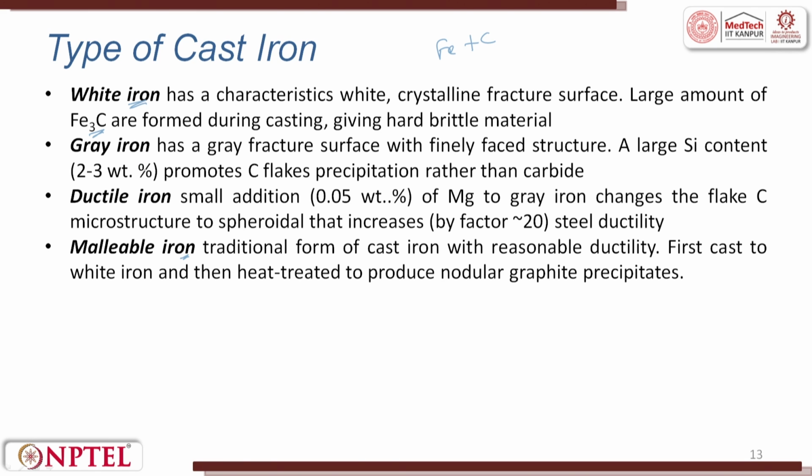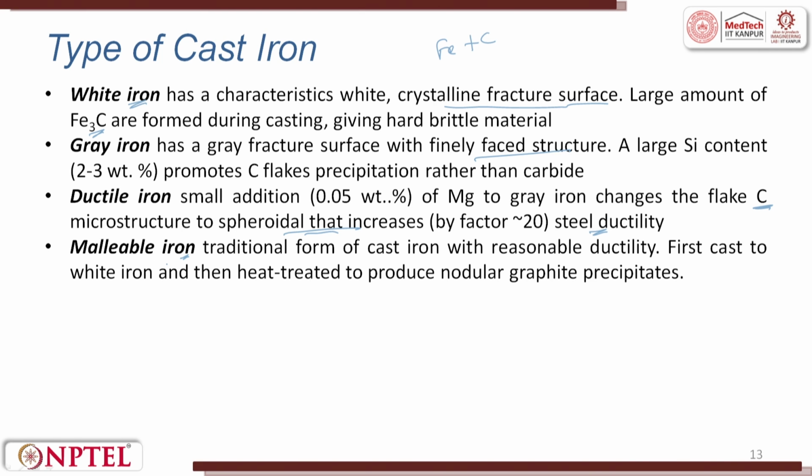Gray cast iron has a gray fractured surface. When you fracture white iron, it looks white. When you fracture this, it looks gray. Fracture is break, right, with a fine-faced structure. A large silicon content, 2 to 3 weight percent, promotes C flake precipitation rather than carbide. Ductile iron: a small amount, 0.05 weight percentage, of magnesium added to gray cast iron changes the flake C microstructure to spheroidal, that increases the ductility. So, now you are trying to play with the structure. This improves the ductility.